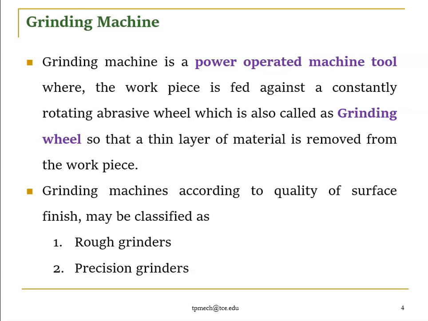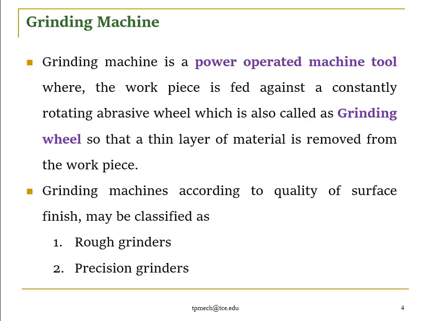Right. So first, the introduction to the grinding machine. As we know, a machine is nothing but a machine tool. So a grinding machine is a power operated machine tool. We cannot operate it manually; we need electric power to operate it. A grinding machine is a power operated machine tool where the workpiece is fed against a constantly rotating abrasive wheel, which is also called a grinding wheel, so that a thin layer of metal is removed from the workpiece. Right. So this is the working principle of grinding.